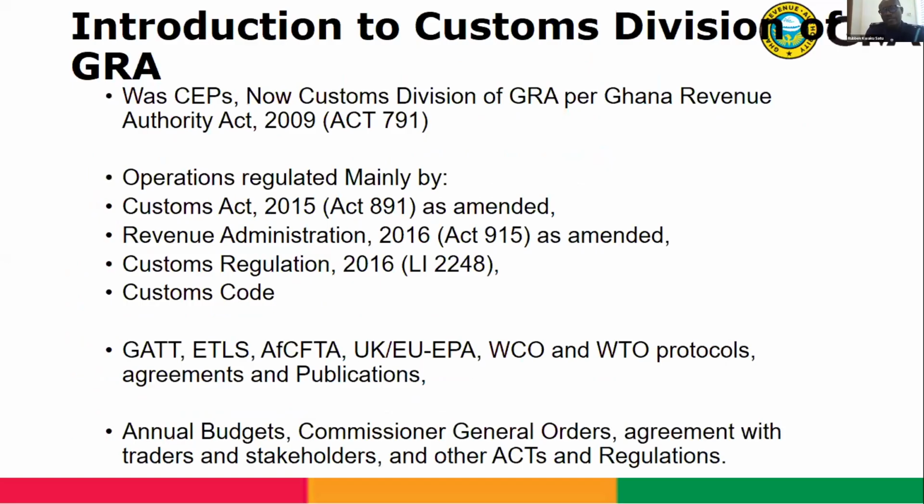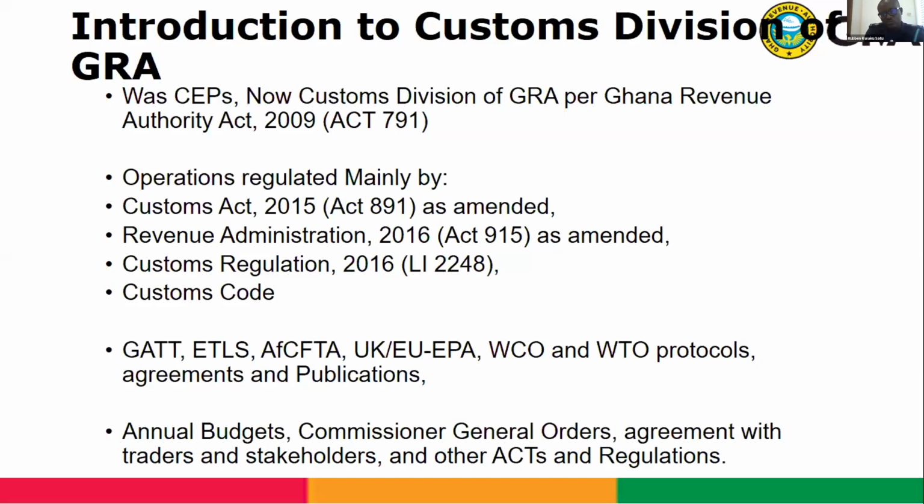So formerly it was called SEPS. Now it's the Customs Division of the GRA, as per the Ghana Revenue Authority Act 2009, Act 791. Operations of Ghana Customs is mainly regulated by the Customs Act 2015, Act 891 as amended, the Revenue Administration Act 2016, Act 915 as amended, the Customs Regulation, the Customs Code.